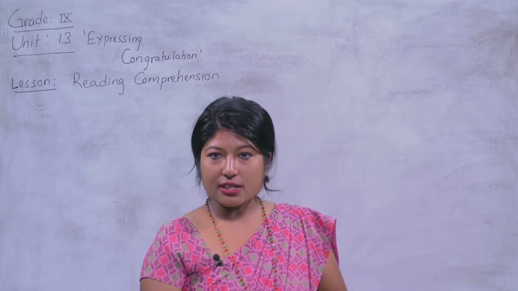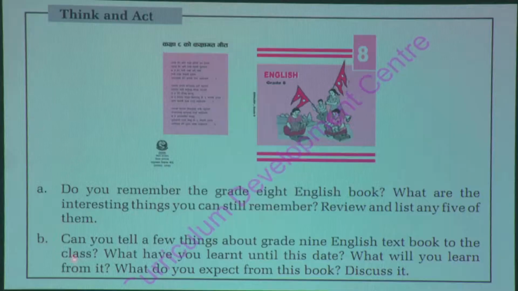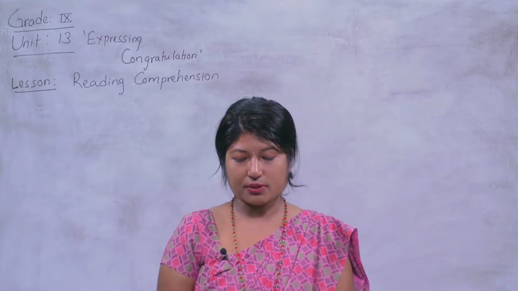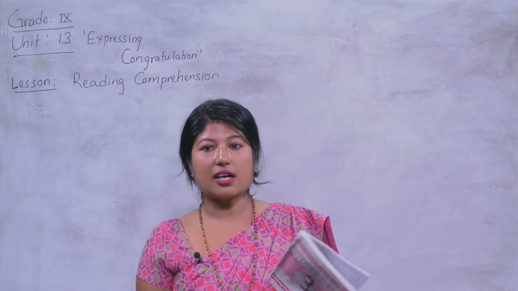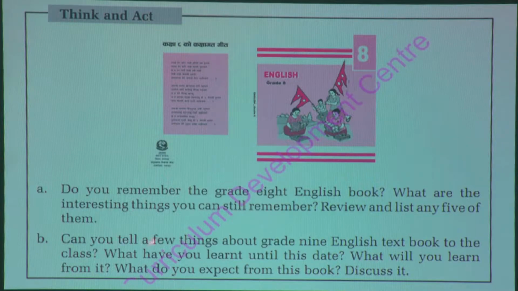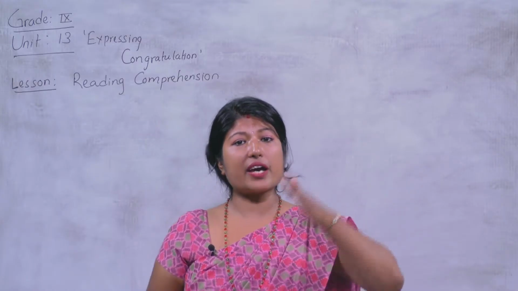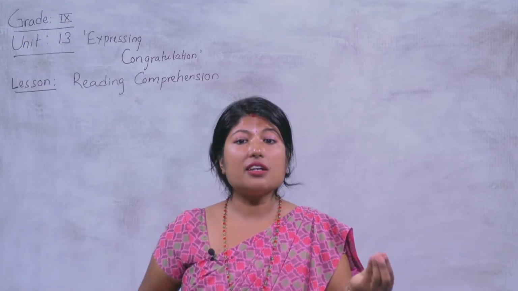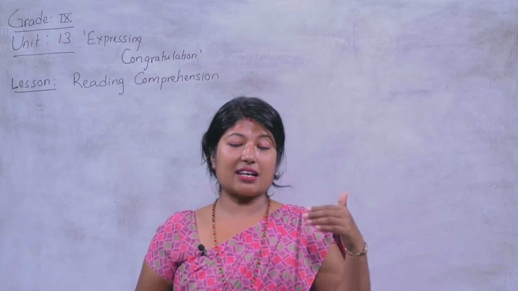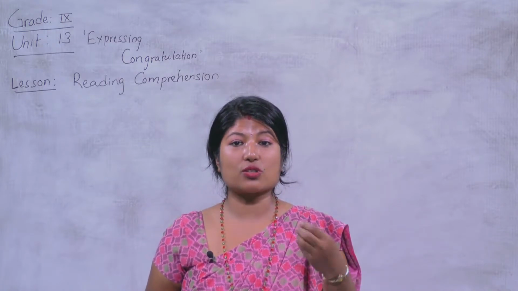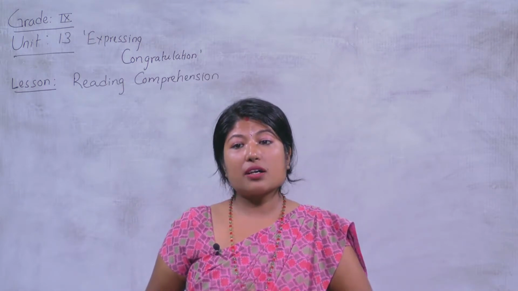Get it? Okay. So, the next question, that is B. Can you tell a few things about the grade 9 English book? This book, the grade 9 English book. Can you tell a few things about it to the class, and what have you learned until this date? It's unit 13. Before, you have already studied up to unit 12. So, you have learned many things, you have gone through many things in this book. What will you learn from it? What are still your expectations? There are still units 14 and 15, so you must have some expectations to learn more from this book. And what is that expectation?